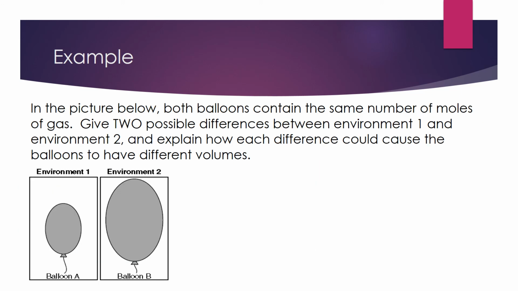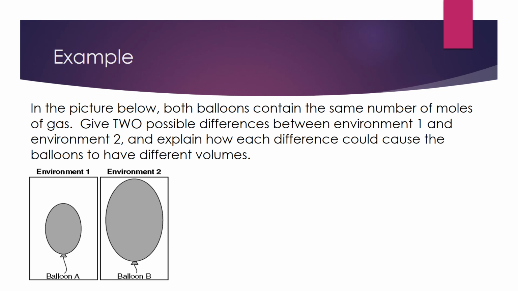All right, now here is a qualitative example. This comes from an SOL exam. It said in the picture below, both balloons contain the same number of moles of gas. That means they both have the same amount of gas inside of them, but one is much bigger than the other. It says give two possible differences between environment 1 and environment 2 and explain how each difference could cause the balloon to have a different volume.